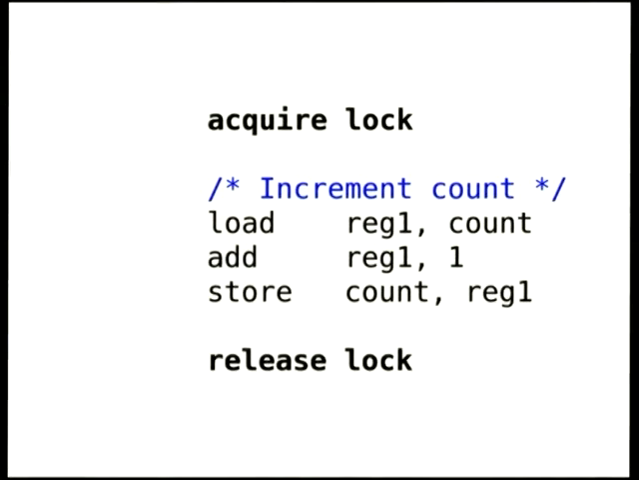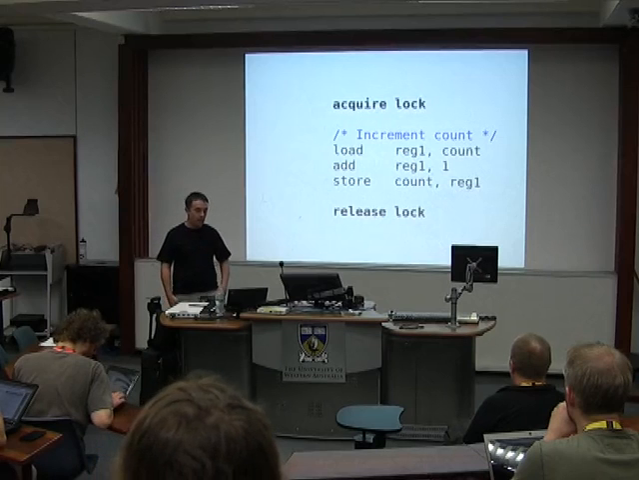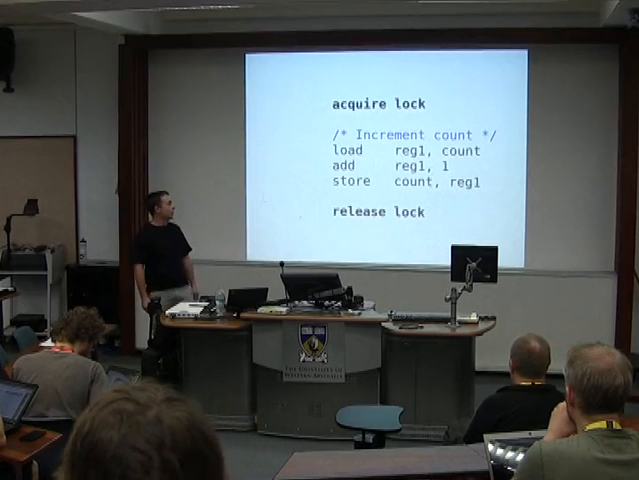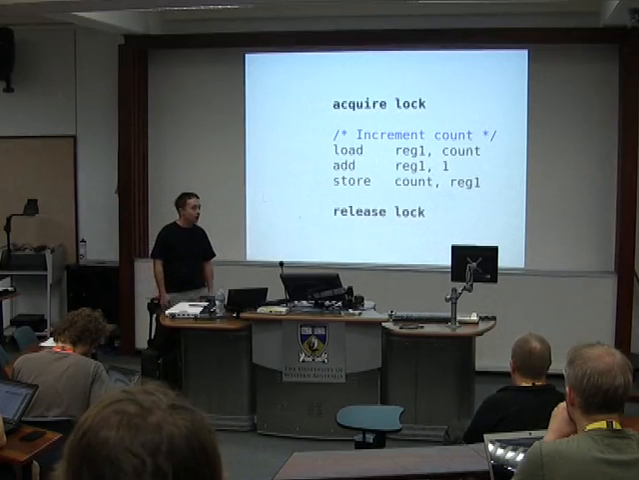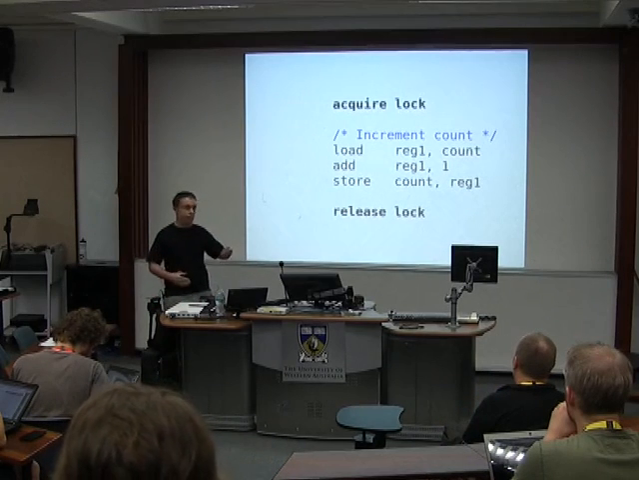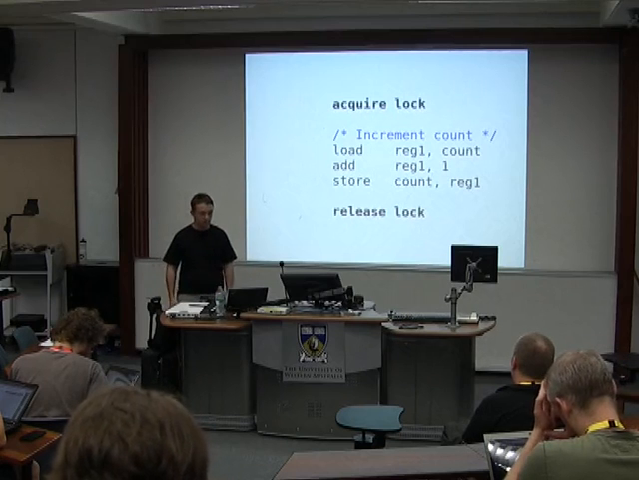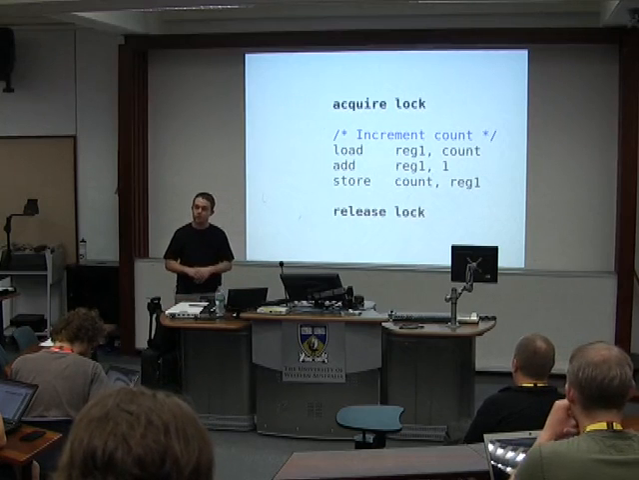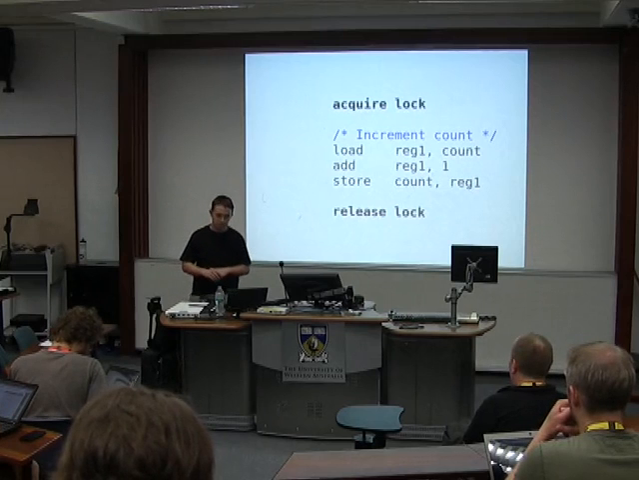So, transactional memory. If you've got a multiprocessor system and you need to do something like increment a count, this is sort of pseudo-assembler, you need to provide some sort of mutual exclusion when you're accessing or writing variables. Here we've got a load, add, store, just incrementing a value count. You can't do this on multiple processors at the same time without some sort of mutual exclusion. So at the top, we acquire a lock, and at the bottom, we release the lock to make sure that only one person is in this critical section at a time.